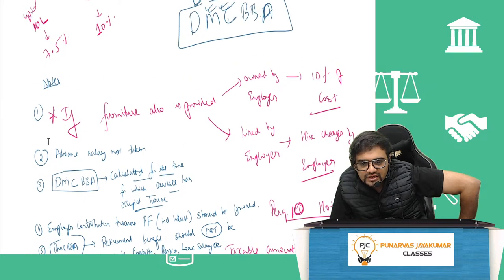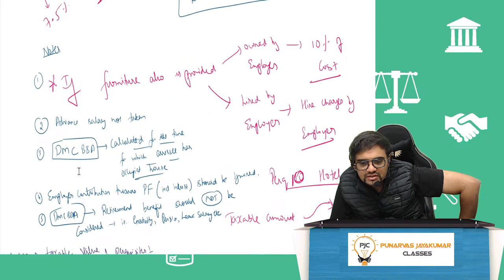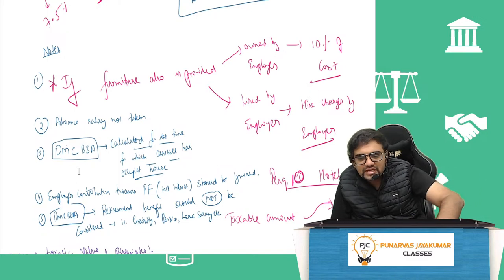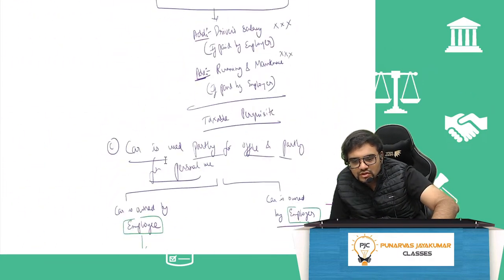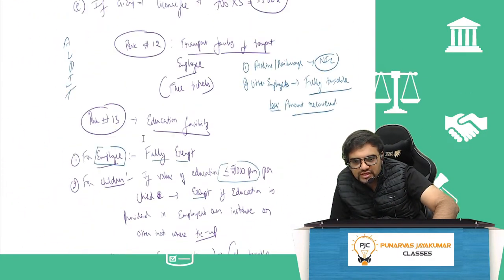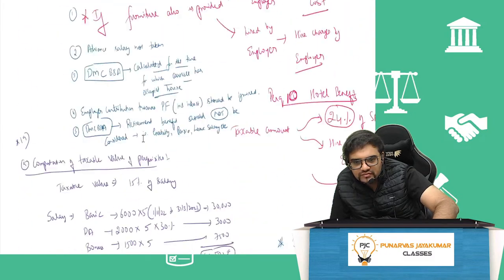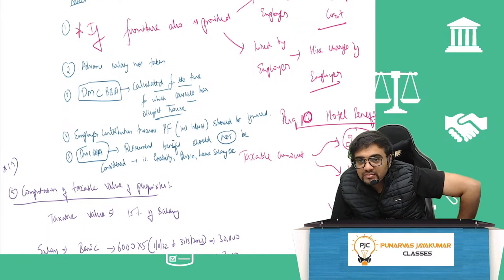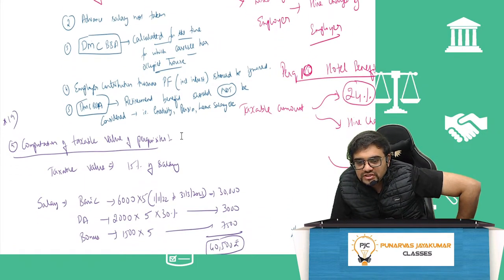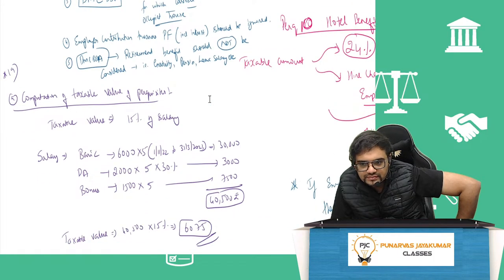And this entire concept of DA, HRA, etc., is calculated for the time for which the employee has occupied the house and not for the full year. It is only for the time which you have occupied, not for the full year. Retirement benefit should not be considered. Your gratuity, pension, leave salary, etc. should not be considered. That is what it is.